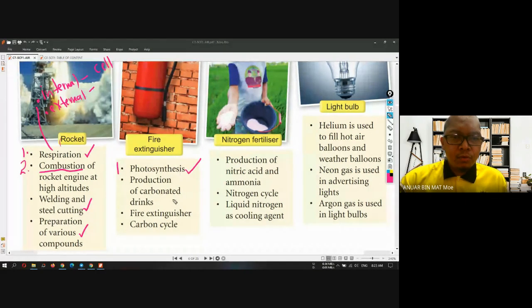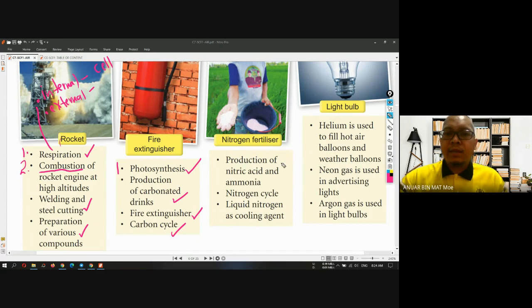All right, number 2, the production of carbonated drinks, fire extinguisher, and carbon cycle. This is the importance of carbon dioxide gas. Okay. Carbon dioxide is our byproduct. We remove carbon dioxide when we do respiration, right? For living organisms, respiration uses oxygen and removes carbon dioxide. Okay. Carbon dioxide is used by the plant to do photosynthesis.